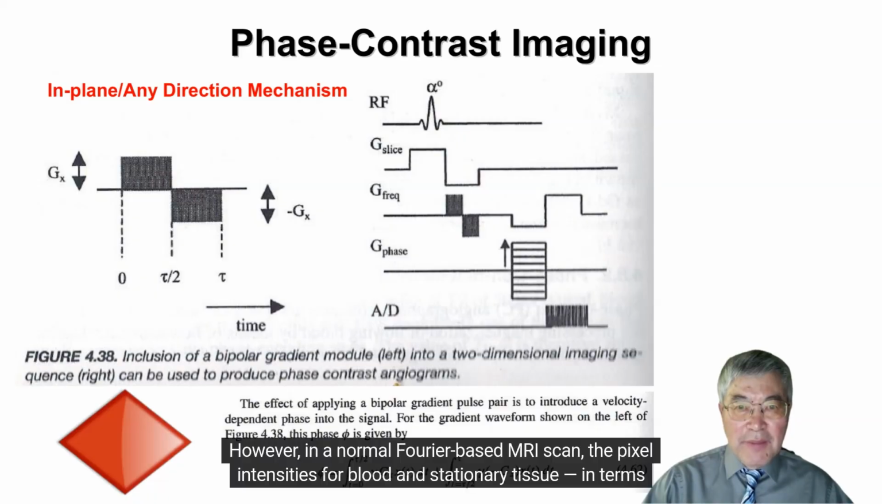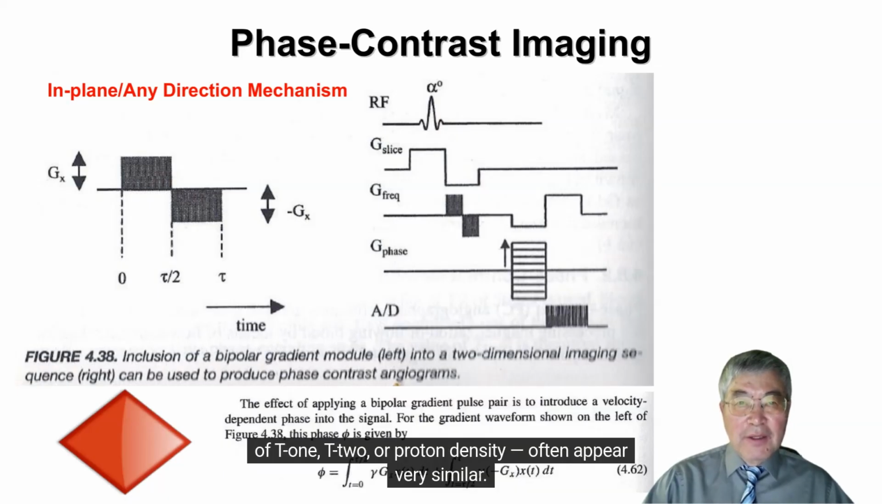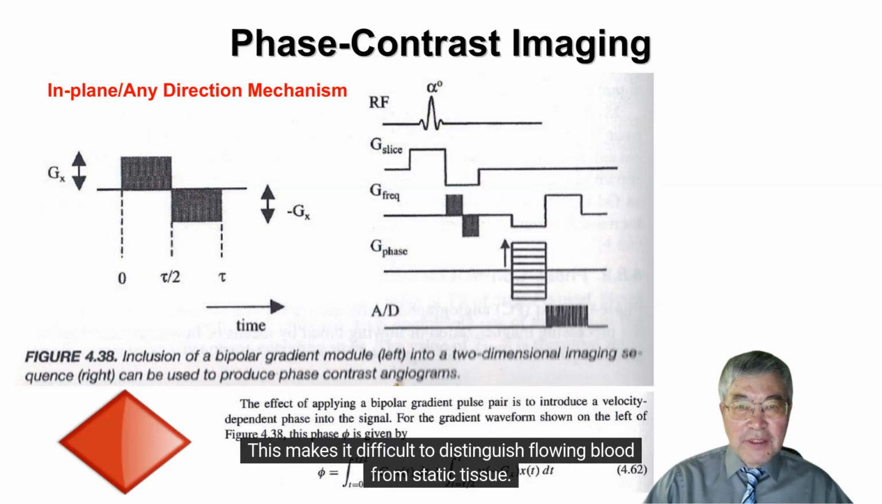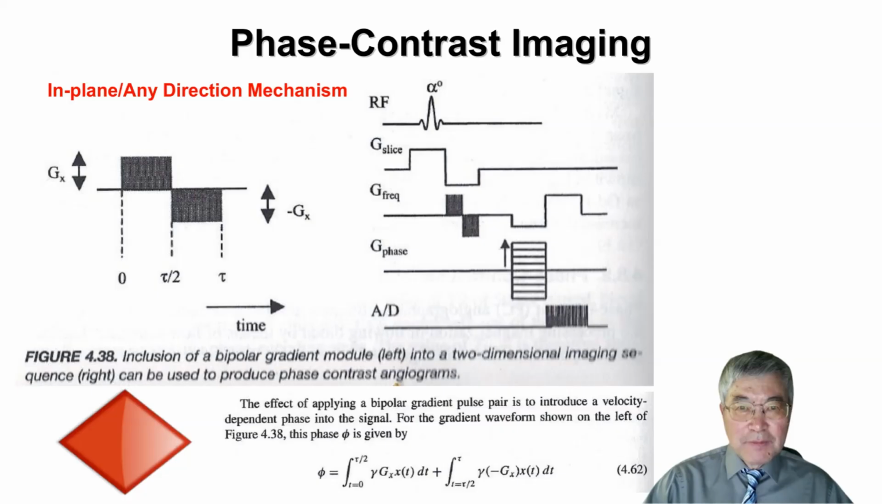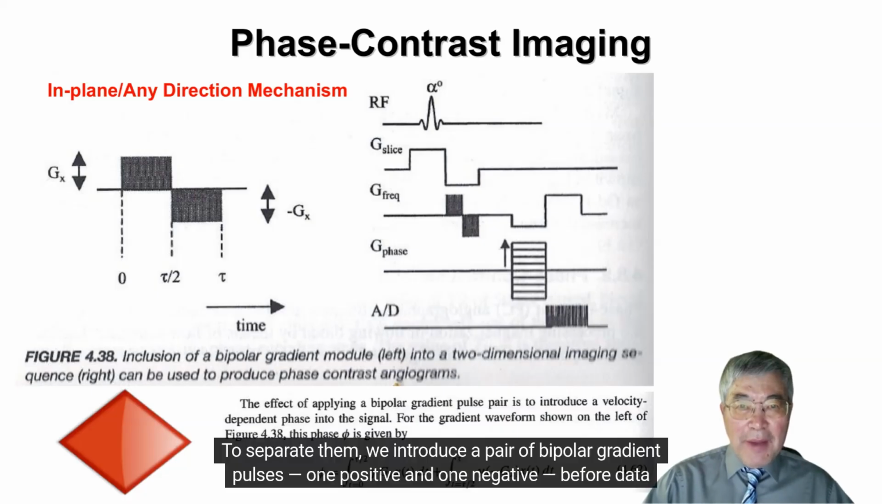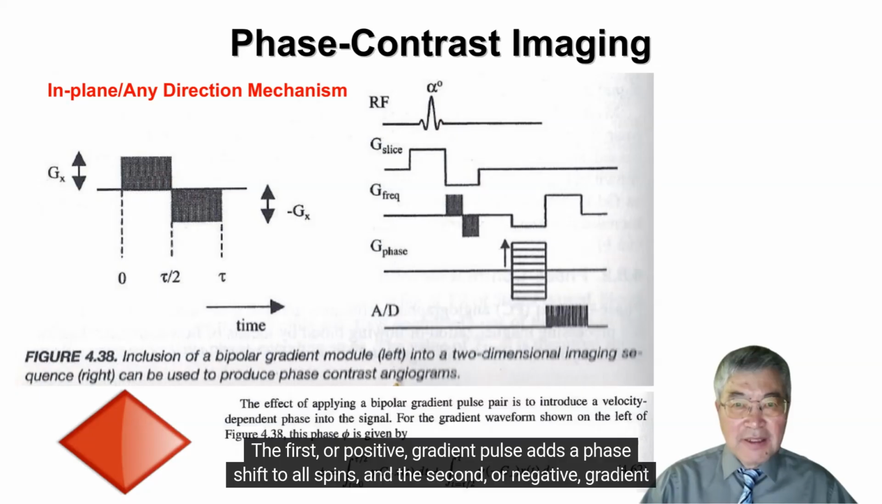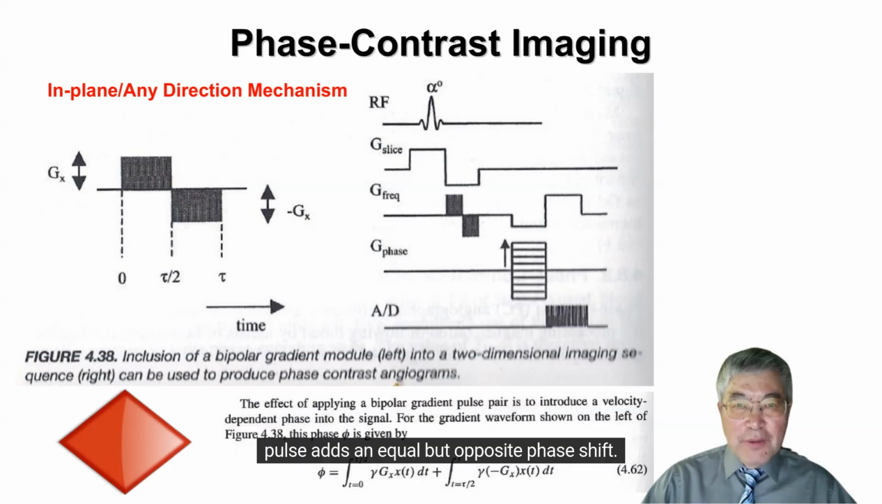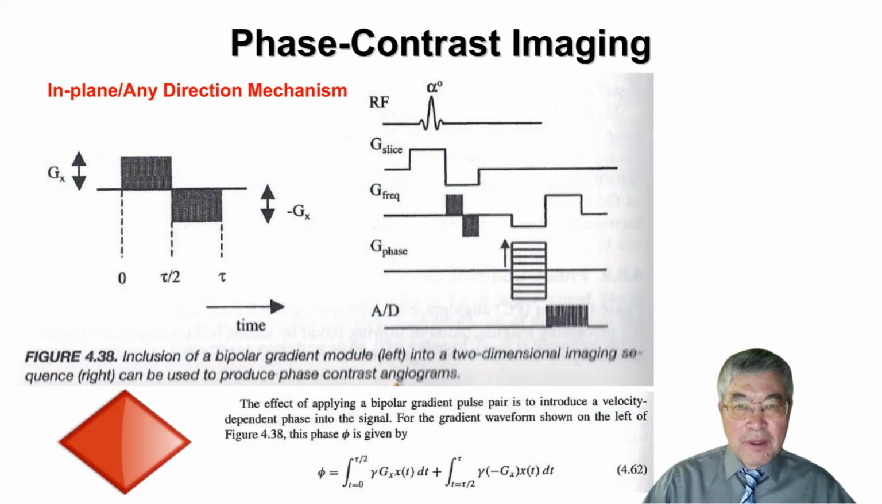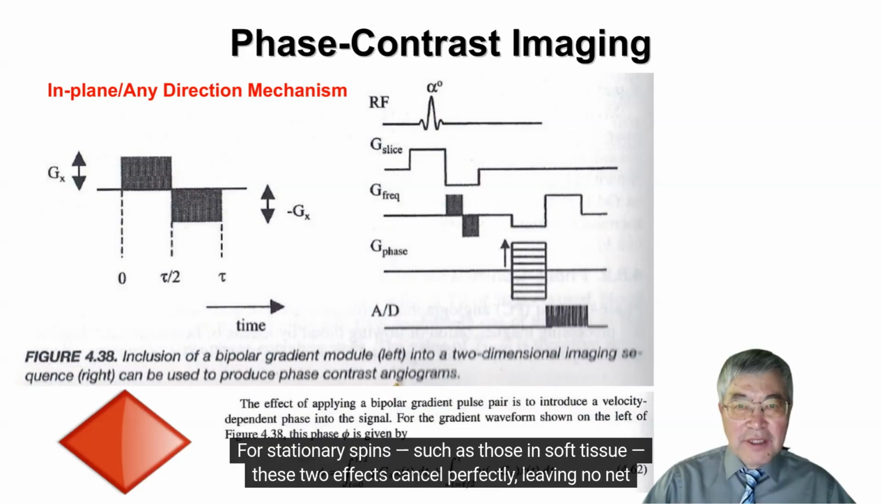However, in a normal Fourier-based MRI scan, the pixel intensities for blood and stationary tissue, in terms of T1, T2, or proton density, often appear very similar. This makes it difficult to distinguish flowing blood from static tissue. To separate them, we introduce a pair of bipolar gradient pulses, one positive and one negative, before data acquisition. The first, or positive, gradient pulse adds a phase shift to all spins, and the second, or negative, gradient pulse adds an equal but opposite phase shift. For stationary spins, such as those in soft tissue, these two effects cancel perfectly, leaving no net phase change.